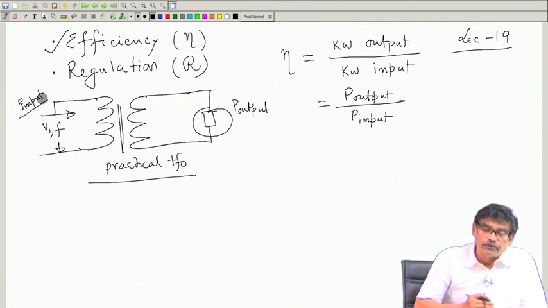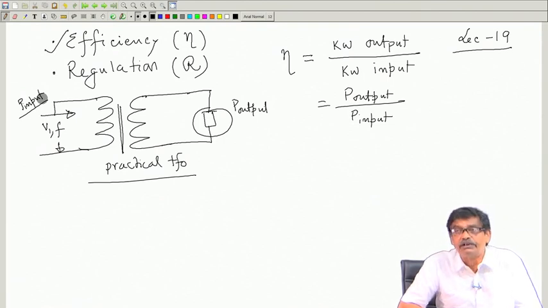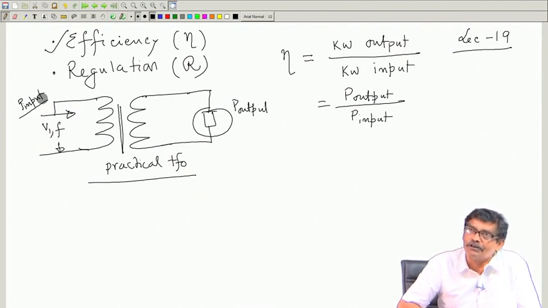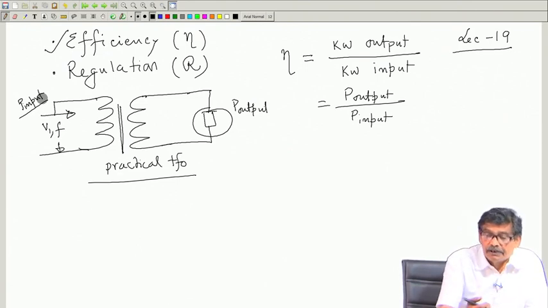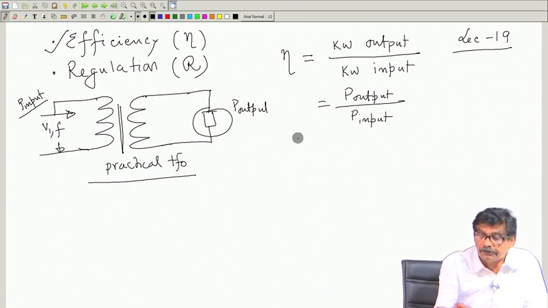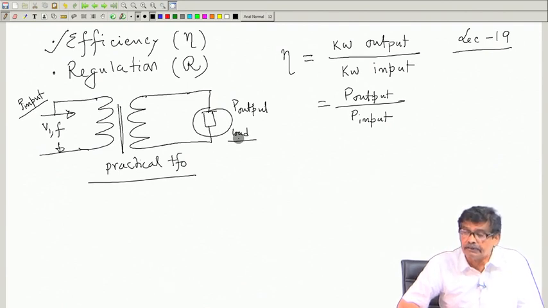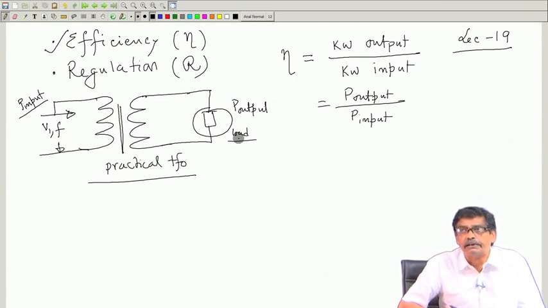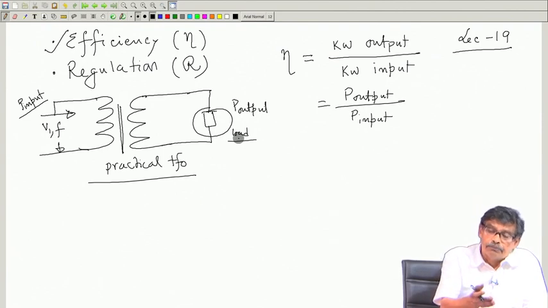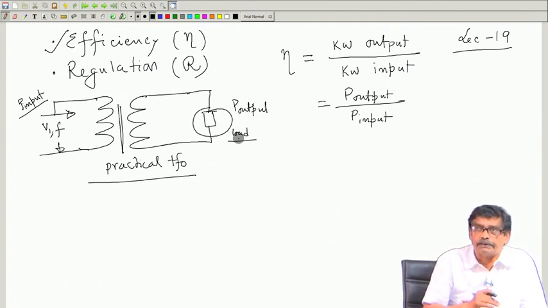And this efficiency, of course, if it is an ideal transformer, will be 100%, because there is neither core loss, nor winding resistance, so copper loss is also absent. Whatever power is drawn from the supply will be dumped to the load. So, this is your load, efficiency would have been 100%. But in a real practical transformer, we have seen that when the transformer is operating, both core loss and copper loss will be present.